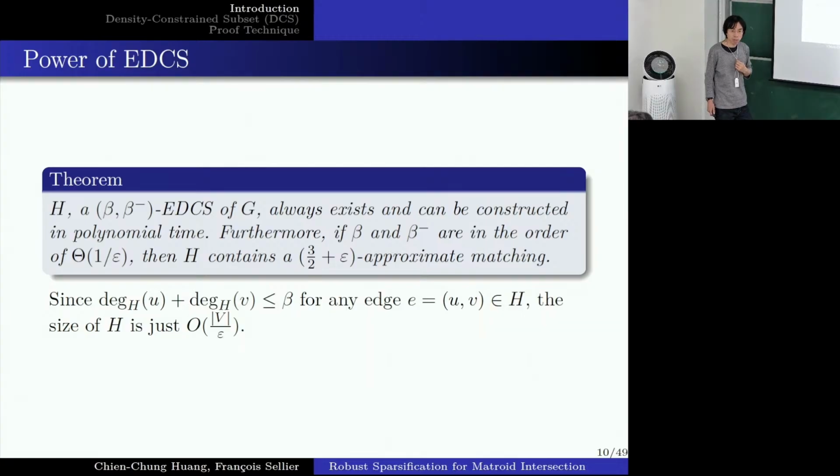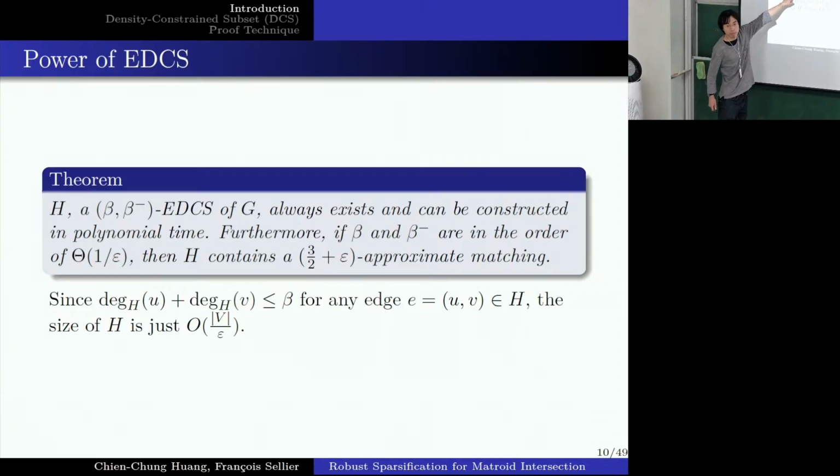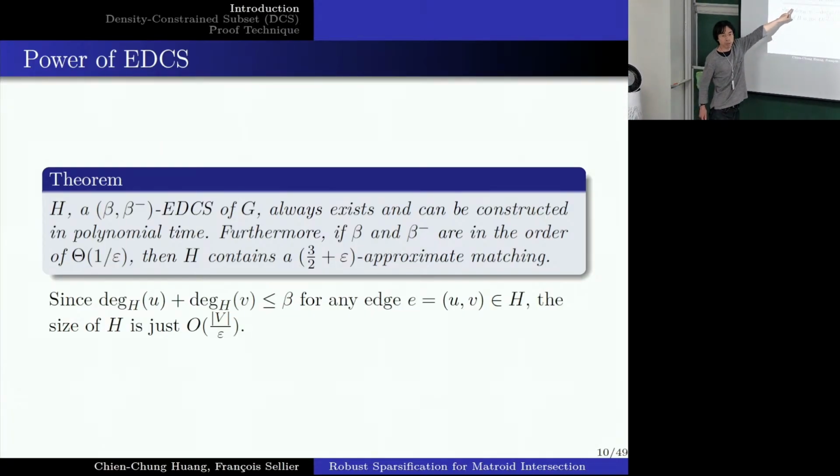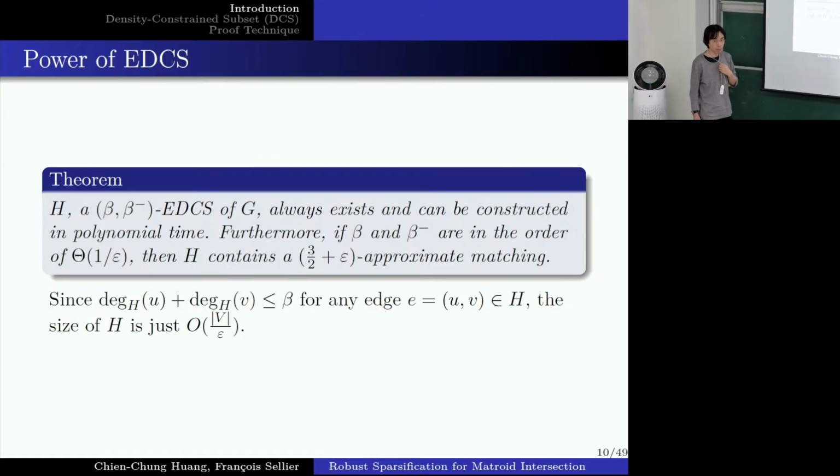Shouldn't there be conditions on which beta and beta minus exist? Yeah, I said beta and beta minus are on this order, 1 over epsilon. No, but for the first part, you said it always exists.